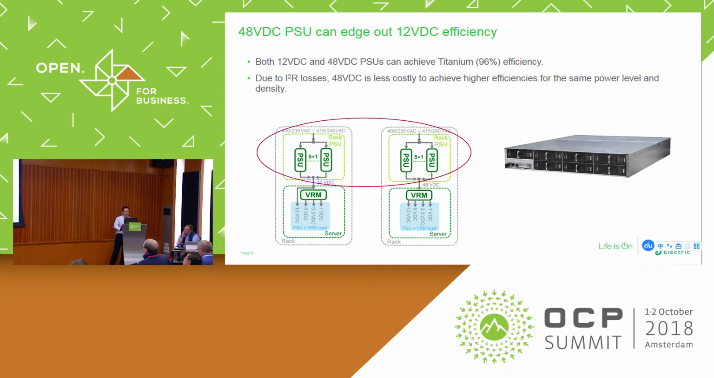Here are some further studies from us as a power supply manufacturer. Some basic knowledge: both 12-volt and 48-volt nowadays can reach titanium, not very easily, but at a reasonably low cost. So 96% is achievable. Due to the I²R losses, 48-volt is a little bit easier to achieve high efficiencies when designing the power supplies, and it can also get higher density, as the power regulator is going to be a little bit smaller than the 12-volt.